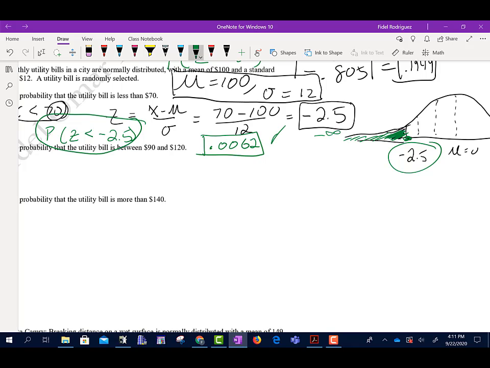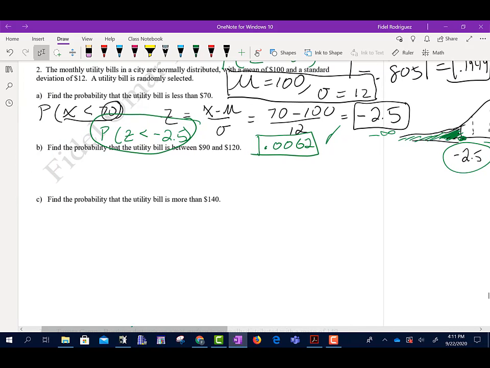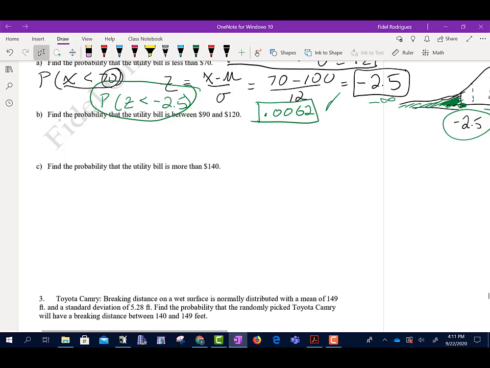Okay. So again, which way is easier for you? That's up to you to decide. Some people like the table, some people like the calculator. I'm showing you how to do it both ways, just so that you can choose.